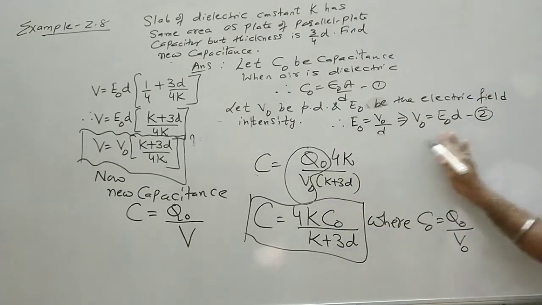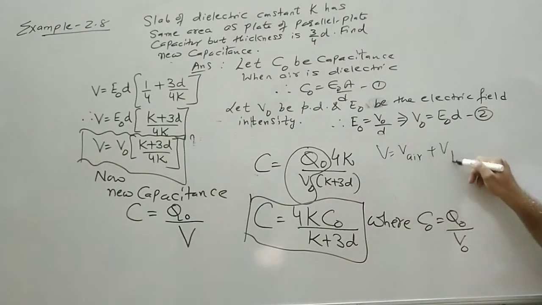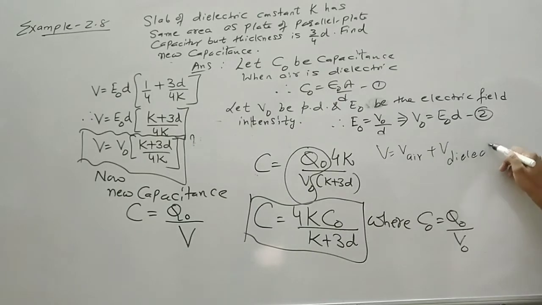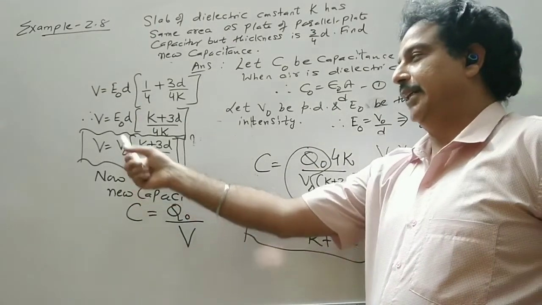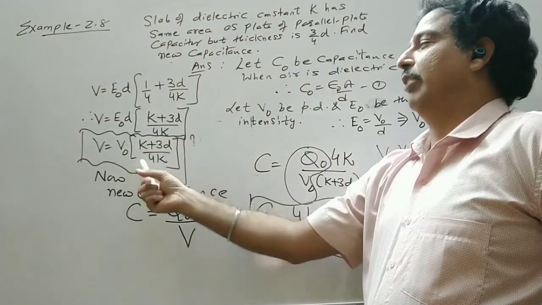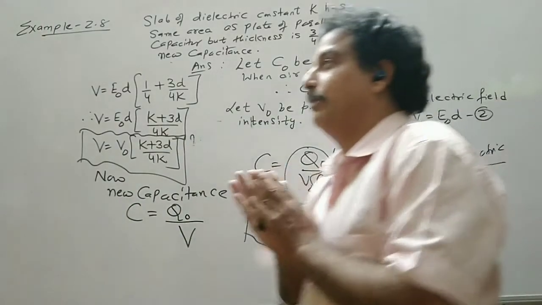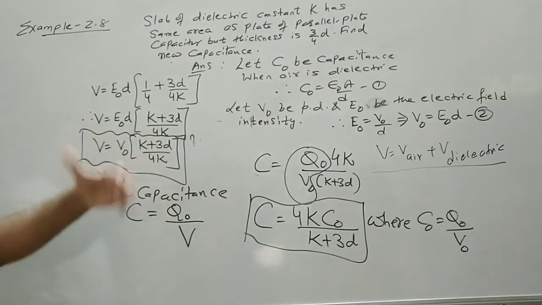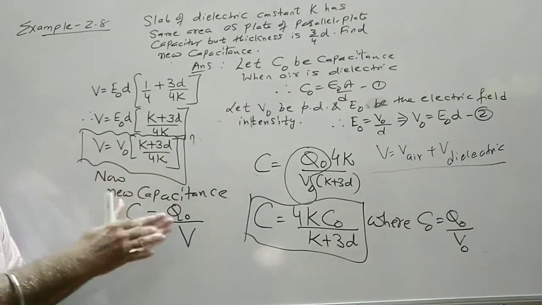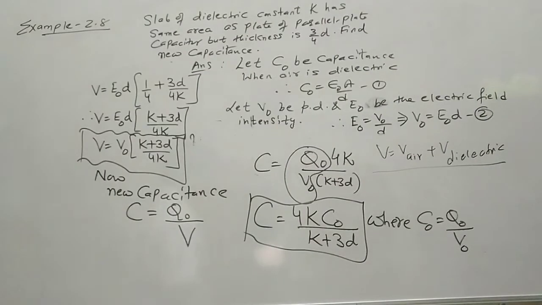Now you have to remember that whenever a dielectric is introduced, V should always be written as V air plus V dielectric. So the potential difference also decreases, but it does not become 1 upon K times, and the capacitance does not become K times. So this is a new part which was not there in our theoretical portion.